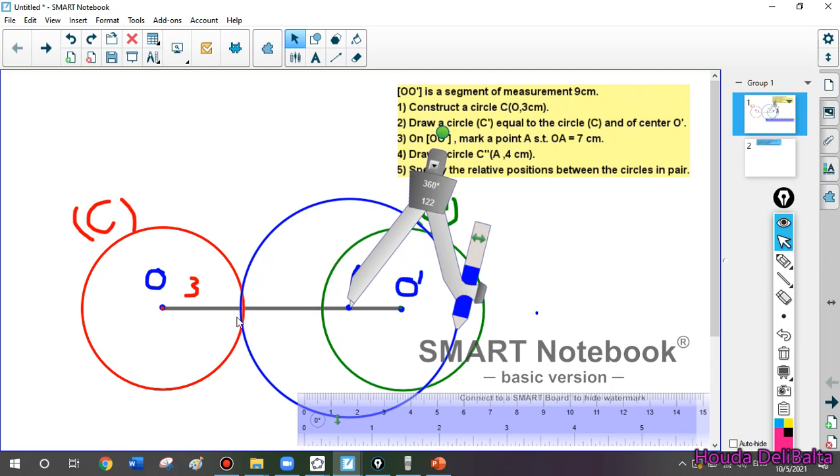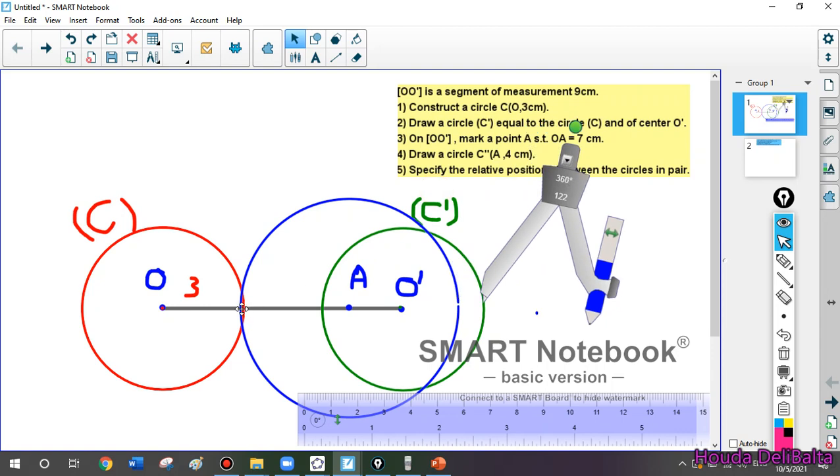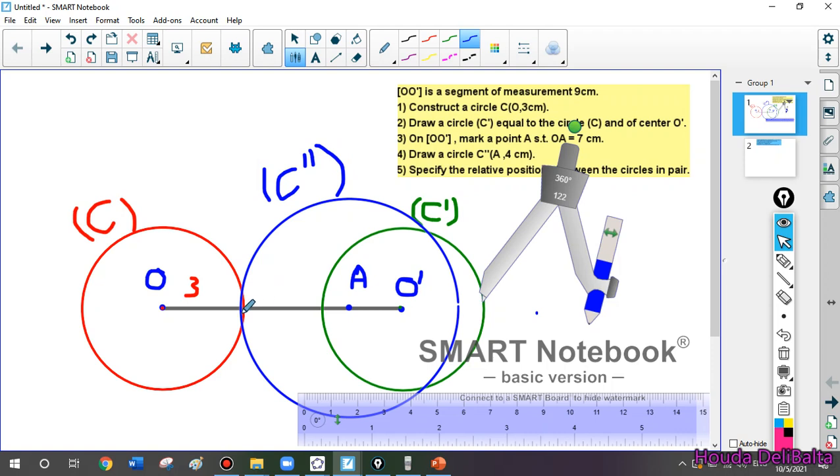Now, as you see, the red circle and the blue circle are externally tangent. There is a point of tangency here. The red circle and the green circle are externally disjoint. Let me name it. It's called C double prime. The blue one is named. We have to name it. And here is the point of tangency. So we call this point the point of tangency.